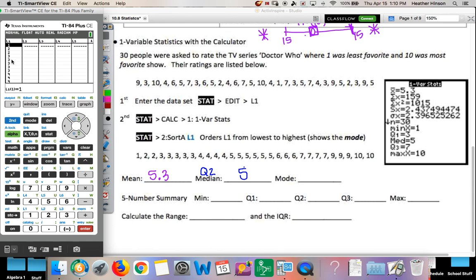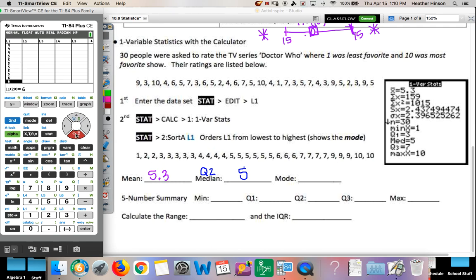3 has 1, 2, 3, 4, 5. So that's a lot. We'll hold on to that one. 4 has 1, 2, 3, 4. Only 4 for 4. 5 has 1, 2, 3, 4, 5, 6. So 6 for 5. So that's our highest so far.